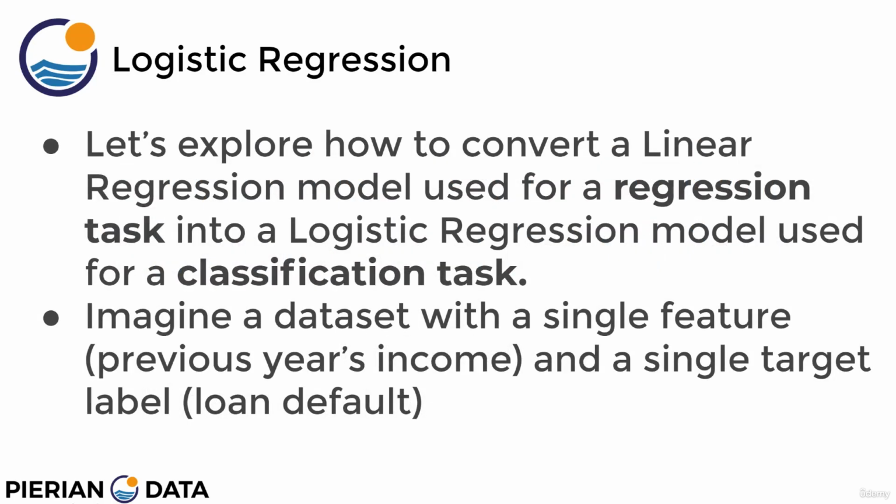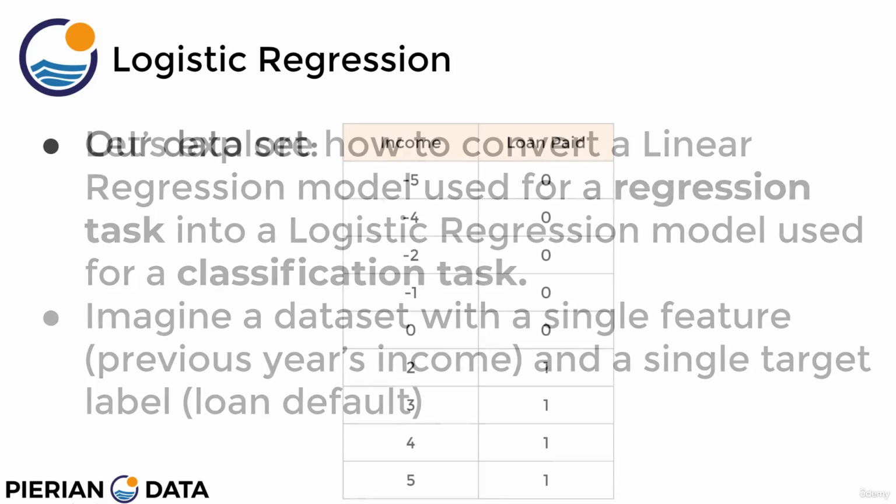So let's explore how to do that conversion, and specifically we're talking about converting a linear regression model used for a regression task, that is predicting a continuous target, into a logistic regression model used for a classification task, a categorical target. Let's start off by imagining a dataset with a single feature, the previous year's income, and a single target label, whether or not the person defaulted on their loan.